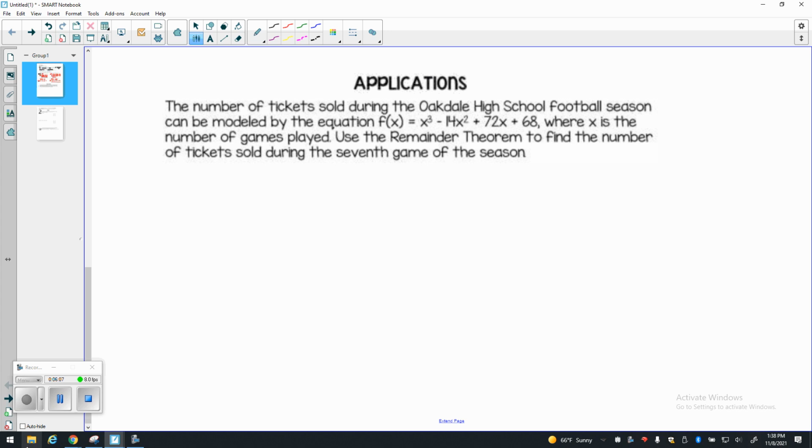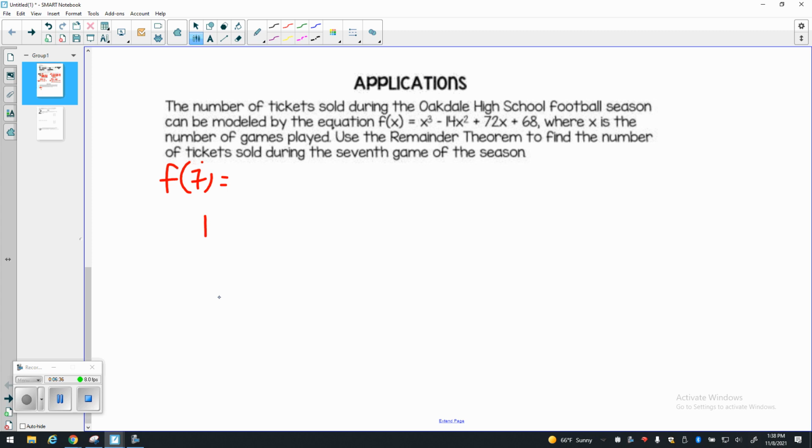Well, how am I going to find that? What does X equal in this case? I'm talking about the 7th game. What does X equal? 7. So you need to find F of 7. How do I find F of 7? Use synthetic, yes? Are you missing any terms? 3, 2, 1, 0. We're good.